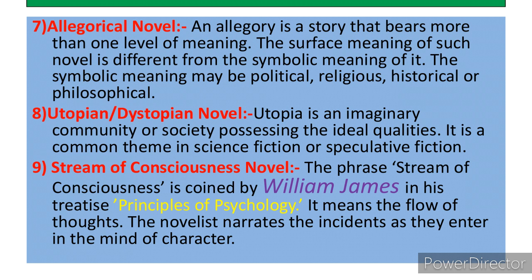The next type is the Utopian novel. Utopia is an imaginary community or society possessing ideal qualities. When we talk about the word Utopia, it is a kind of imaginary community or society which has ideal qualities. And it is a common literary theme, especially in science fiction or speculative fiction. That is what the Utopian novel is.